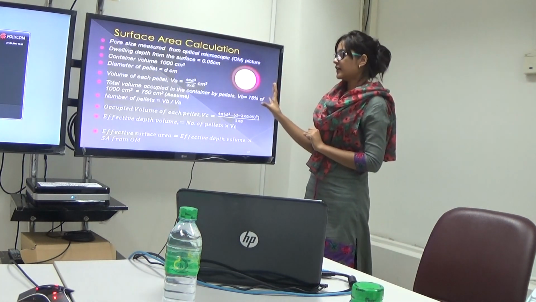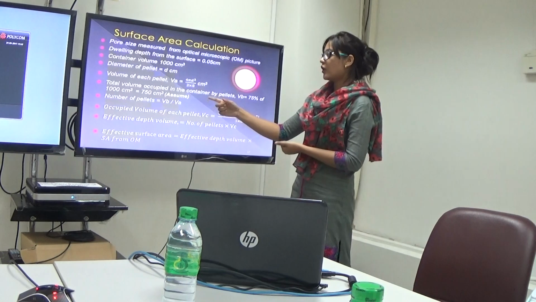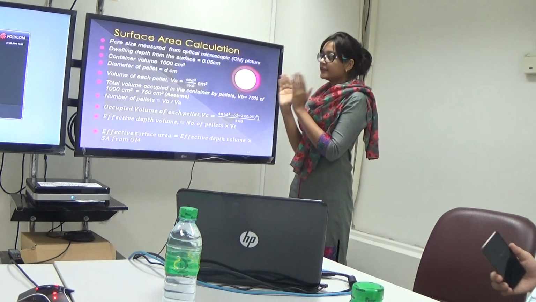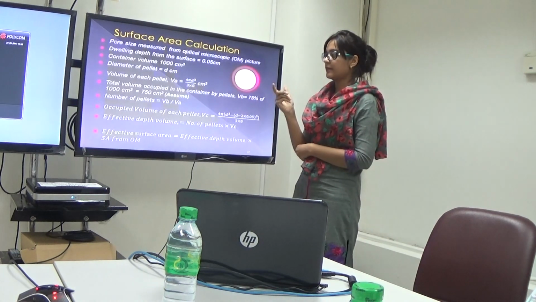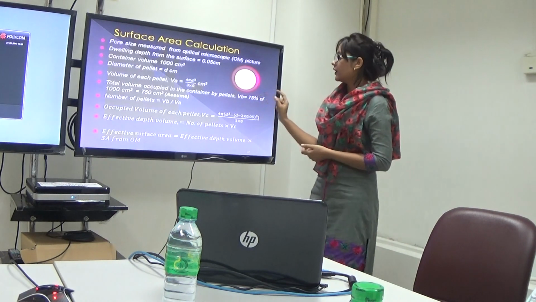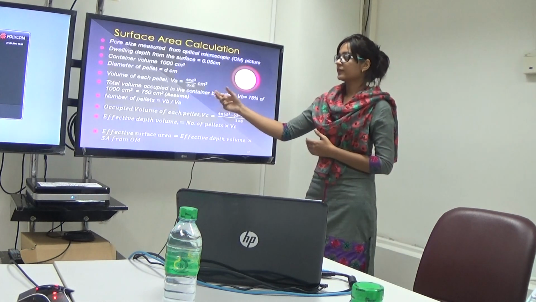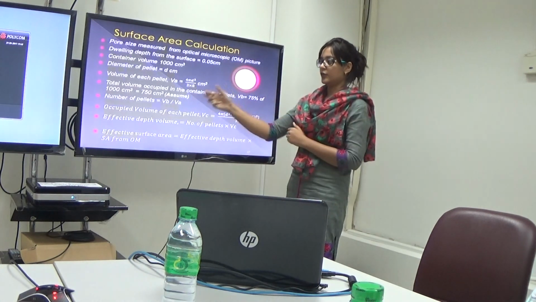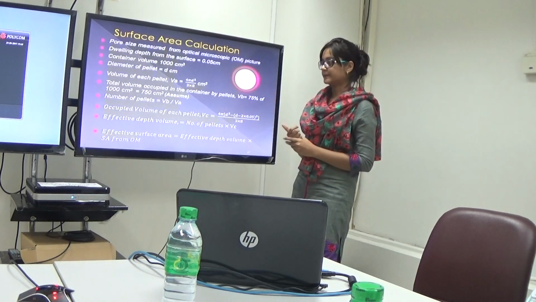And the diameter of the pellet, then we calculate the volume of each pellet, then the total volume occupied by the container. This is 75%. We take the 1 liter container, but as this media is round shape, it will not cover the full area. We assume that it will cover 75% area. Then we take this volume where the media will stay. After dividing this volume by this, we get the number of pellets.